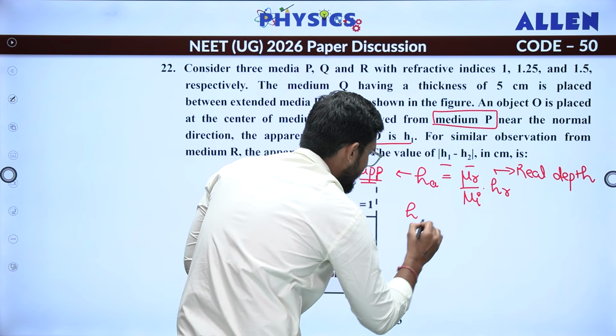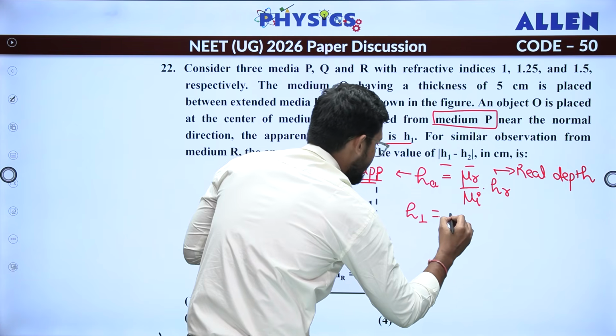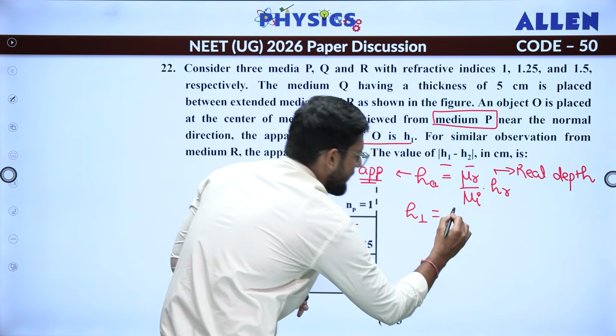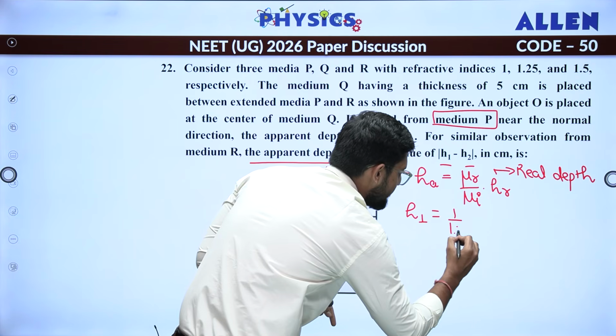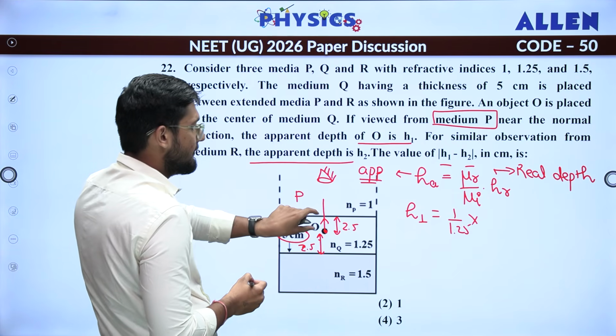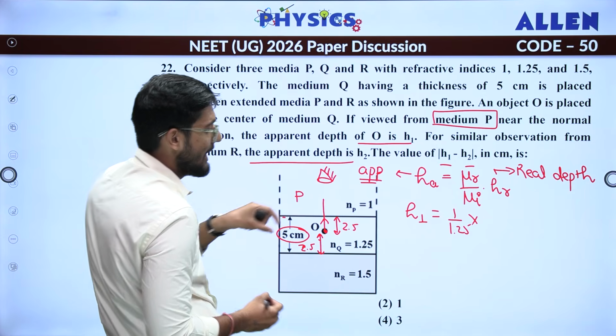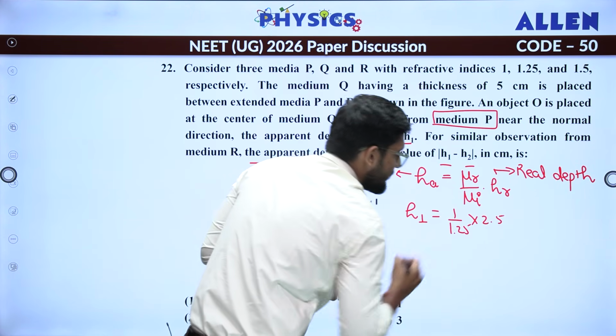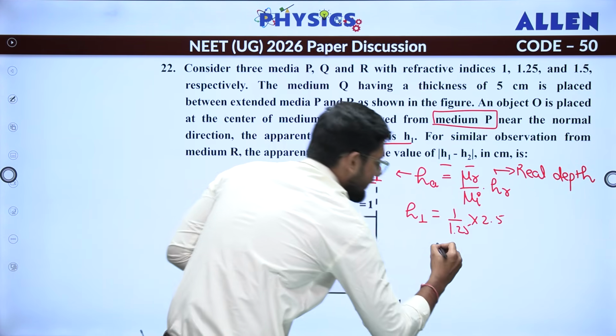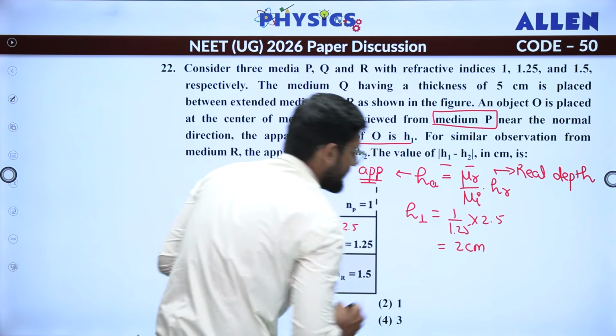So if we write the value of H1, that will be mu r, which is 1 divided by 1.25, times the value of this real height or real depth. So this will be 2.5 and this is 2 centimeters.